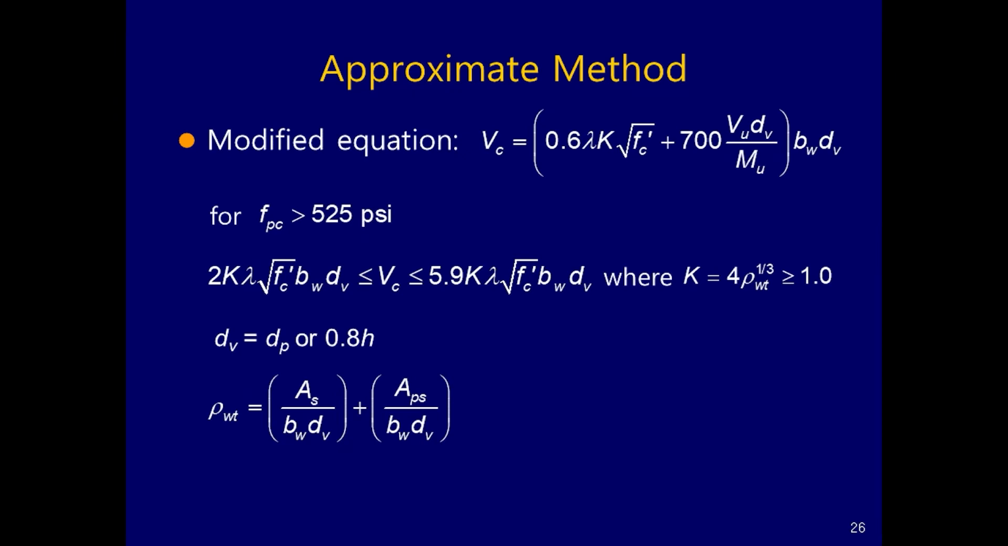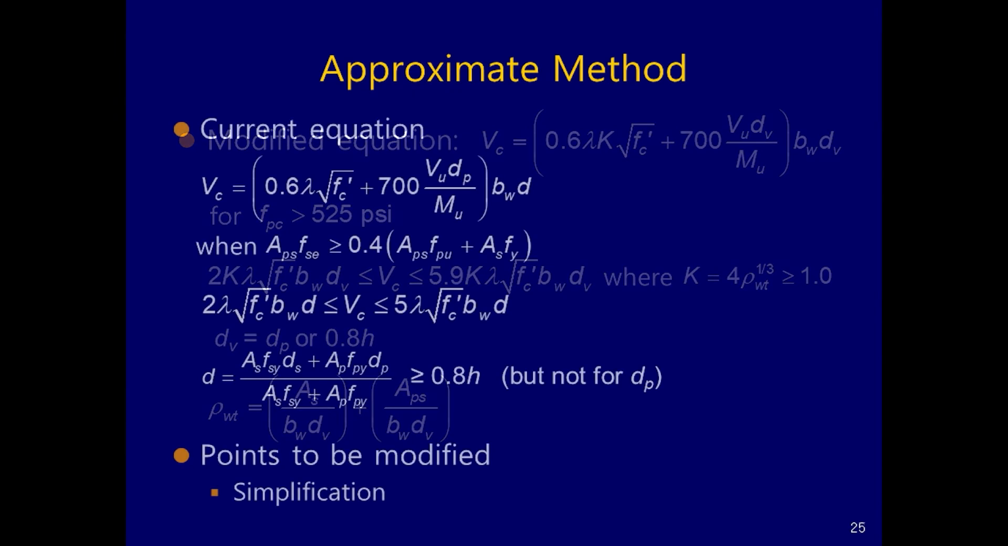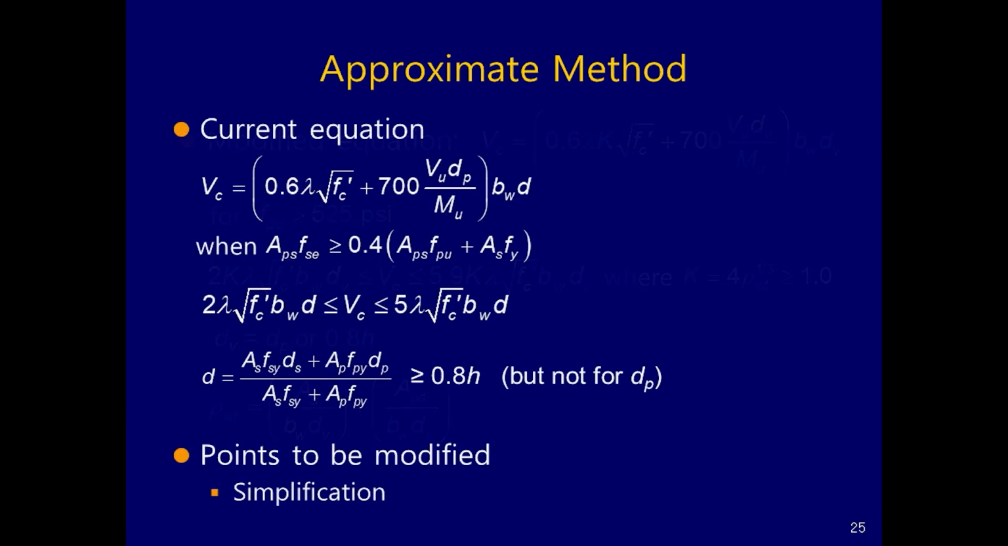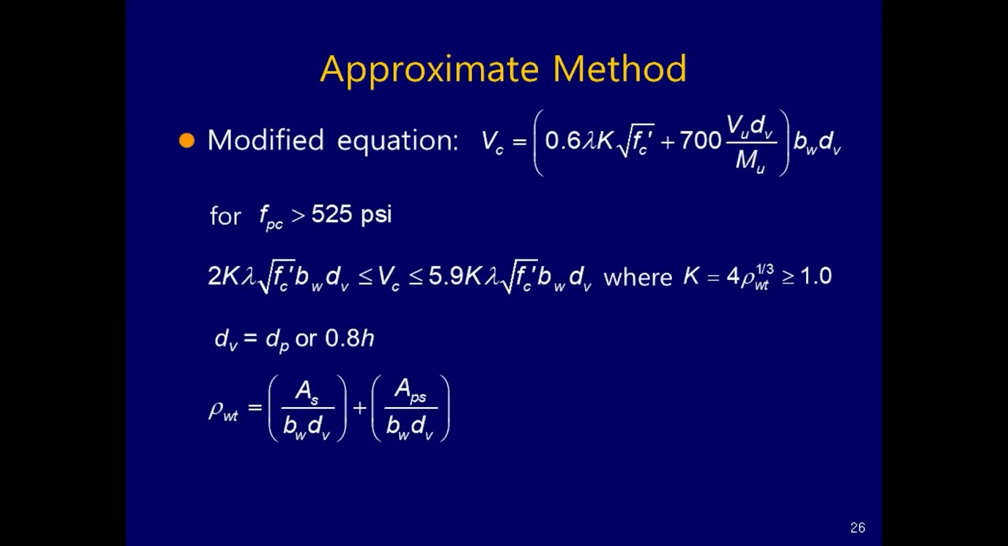So this is the modified equation. 0.6 lambda K, the longitudinal reinforcement effect, is multiplied. And the second term, instead of Vp, Vd is introduced. For the draped tendon profile, d_p calculation is also not easy along the length, even when it's not completely designed at the design phase. So d_v here is more simplified. It's just 0.8h or d_p.